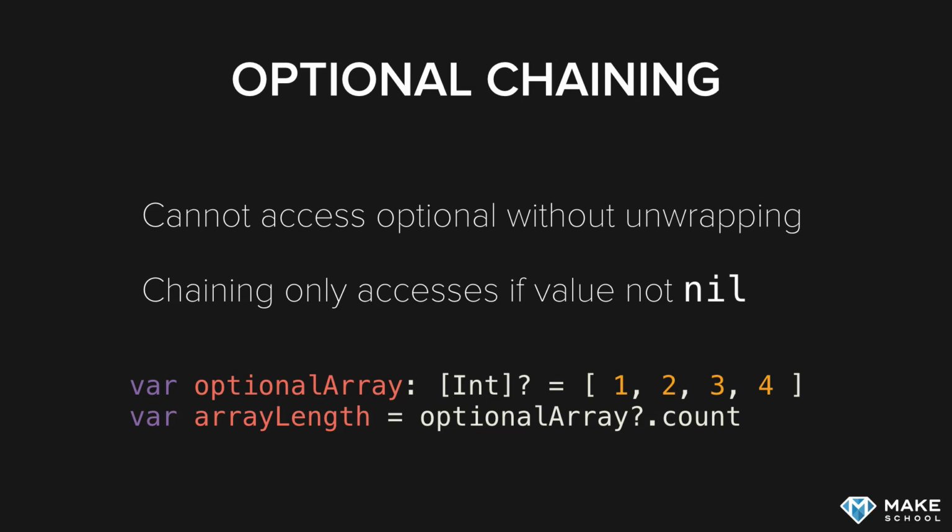Now, if optionalArray contains nil at this point in time, then arrayLength is going to be nil because you can't count a nil array. But if optionalArray is not nil, it actually contains an array, then arrayLength is going to contain the count of that array. So it'll contain an integer. This means that arrayLength would have to have a type of optional integer because we don't know necessarily whether or not it is nil, because we optionally chained count onto optionalArray.